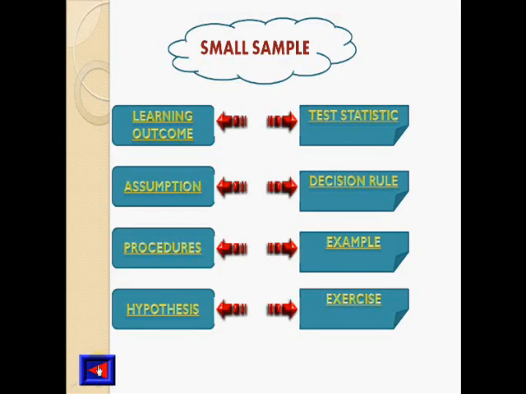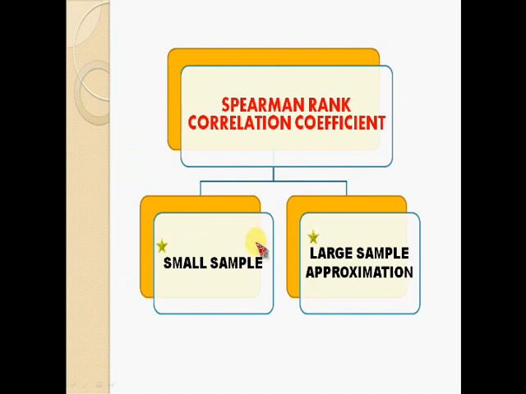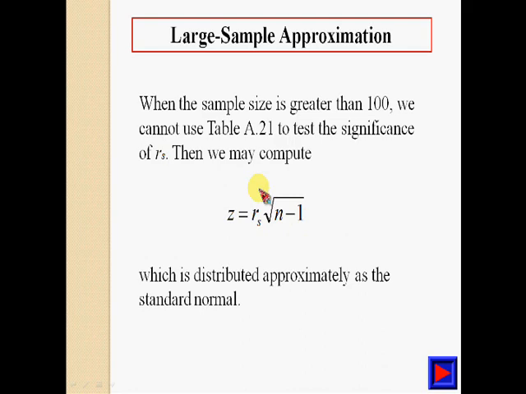Secondly, we look at the large sample. For a large sample, when the sample size is greater than 100, we cannot use table A.21, and we compute z equal to Rs times the square root of n minus 1.